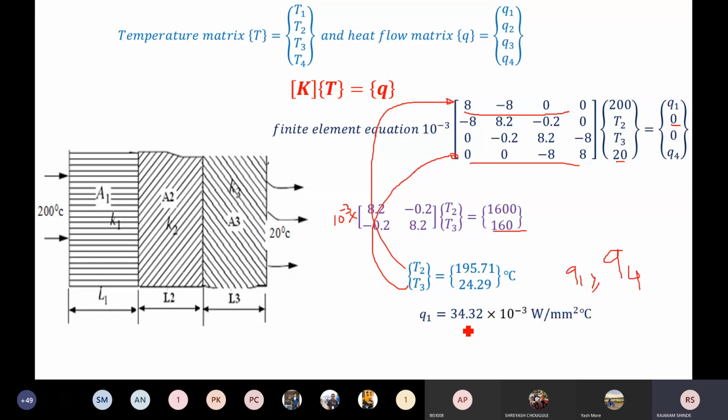You see these values. Q1 is equal to 34.32 × 10⁻³ and Q4 is 34.32. One is minus, one is negative. Okay, 34.32 × 10⁻³. You check it yourself. See here, if these two values are the same, then your problem is correct. Otherwise, it is not correct. That means whatever heat is coming inside the wall should be the same heat going outside the wall. It is known as thermal equilibrium. Your problem should be in thermal equilibrium. If it is not, that means you have done the wrong calculation.